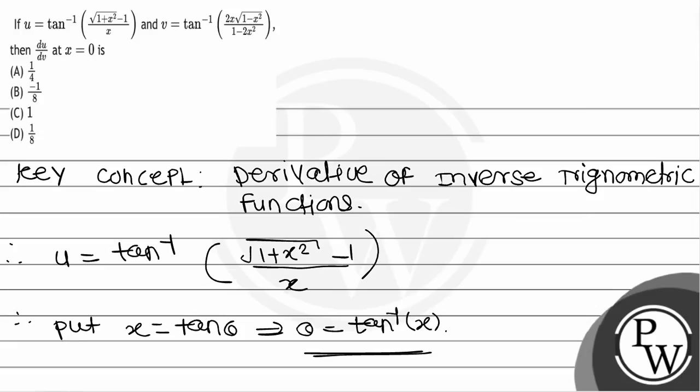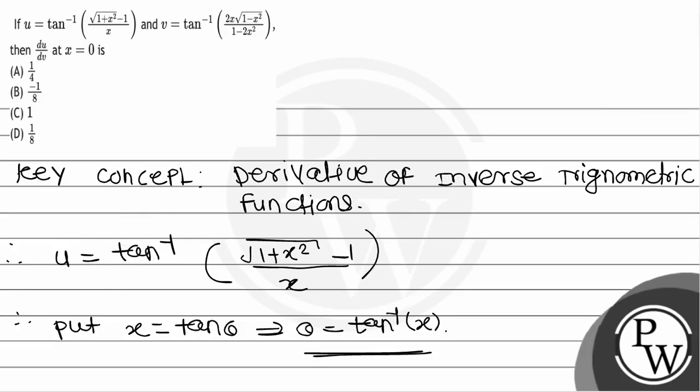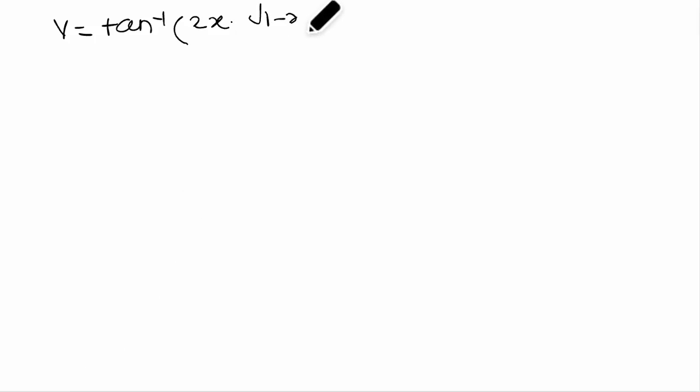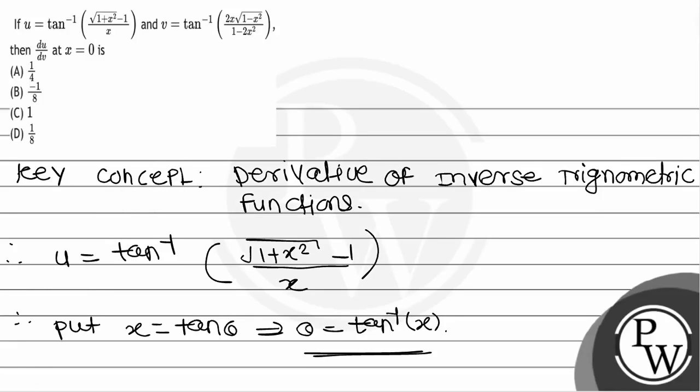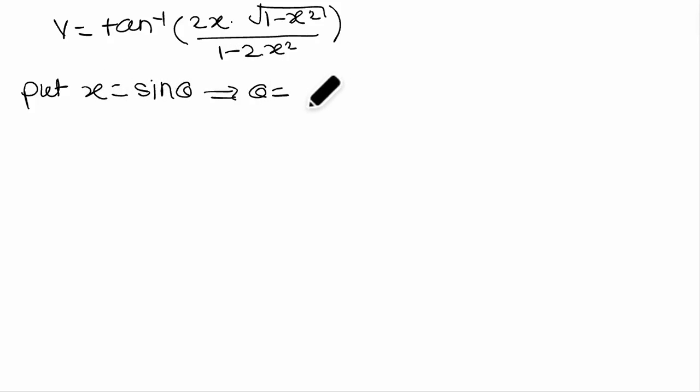v equals tan inverse of 2x into root of 1 minus x square, whole divided by 1 minus 2x square. So guys, to solve this, here also we use the substitution method. So put x equal to sin theta. If you put x equal to sin theta, what will be the value of theta? Theta equals sin inverse of x.